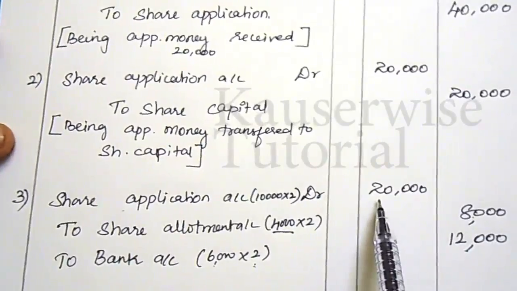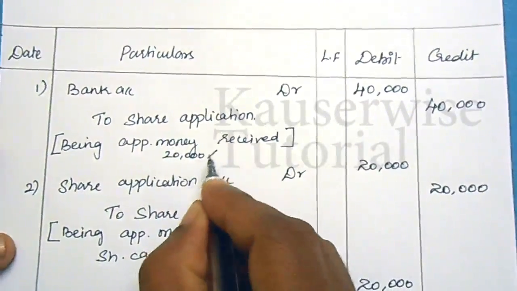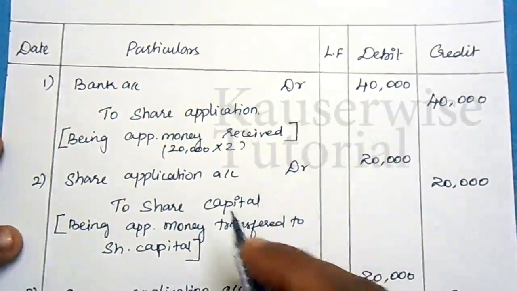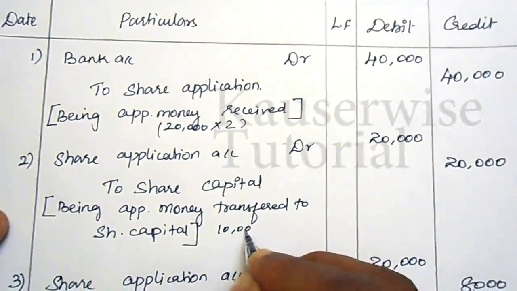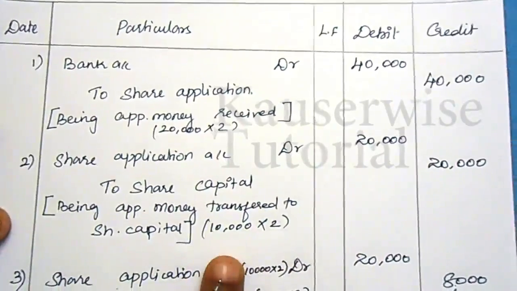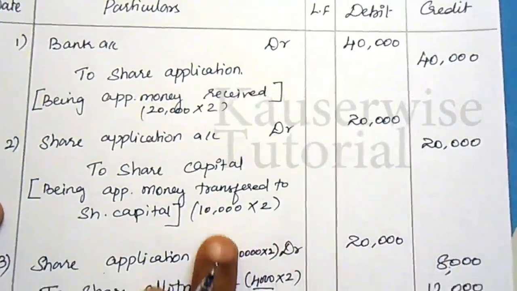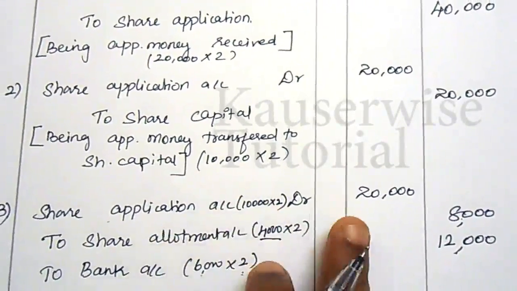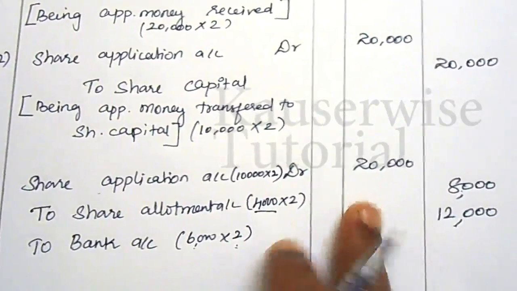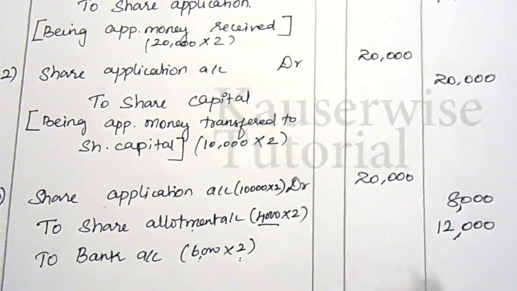Totally 20,000. See the first entry. Company received 20,000 shares, 20,000 into 2 rupees, 40,000. In that, the company can transfer only 10,000 shares which is offered by the company. So that amount can only be transferred to share capital. That remaining 20,000 is there. So that 20,000 can be adjusted in two different ways. One is 8,000 towards allotment and 12,000 rejected.